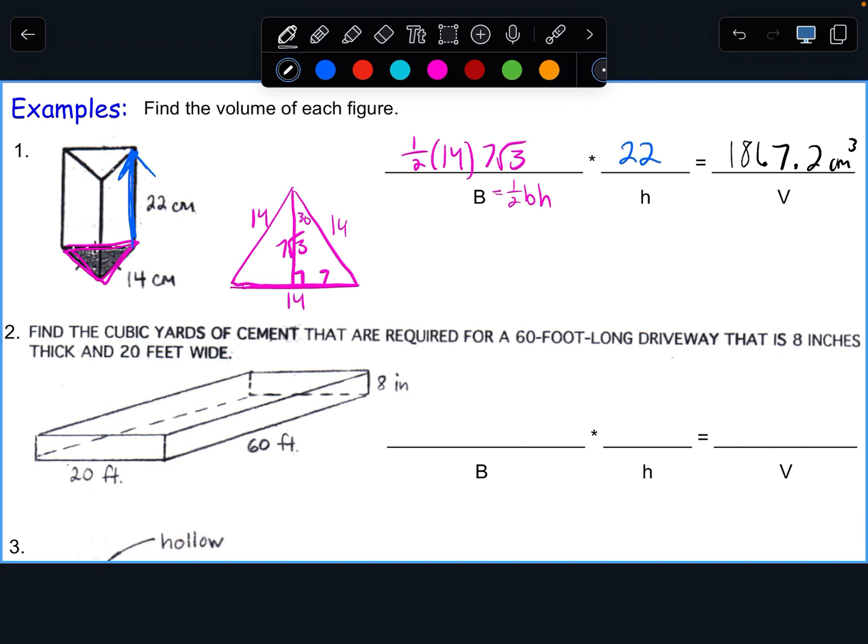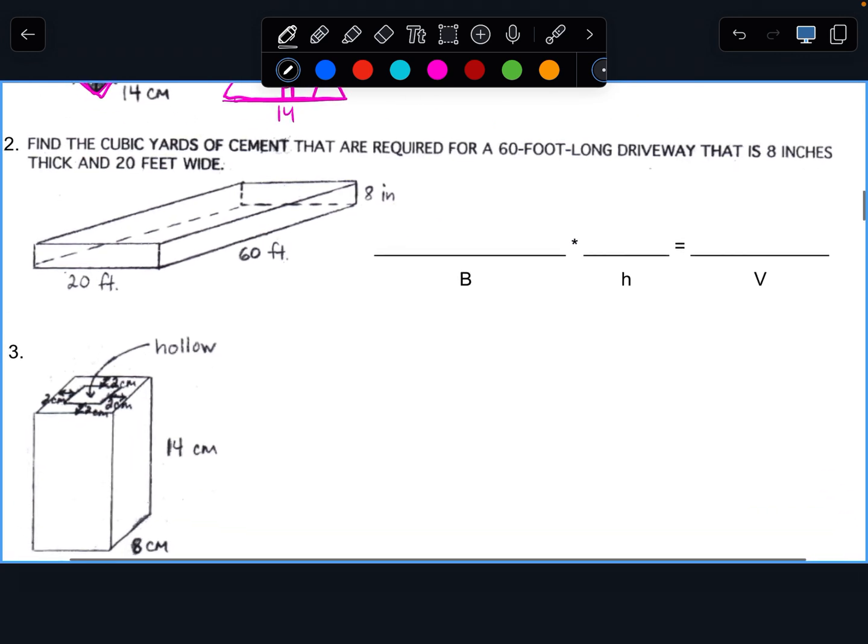Okay. Number 2 looks all sweet and innocent, being like, oh, prism, that's the easiest thing because I just go 20 times 60 times 8, unless you read it. Cubic yards. Yay! Okay. So cubic yards of cement, that's how you order your truck, okay? 60-foot long driveway that is 8 inches thick. Makes sense. You don't put that much concrete for the thickness of a driveway. And 20 feet wide. So we're going to have to do some conversion business.